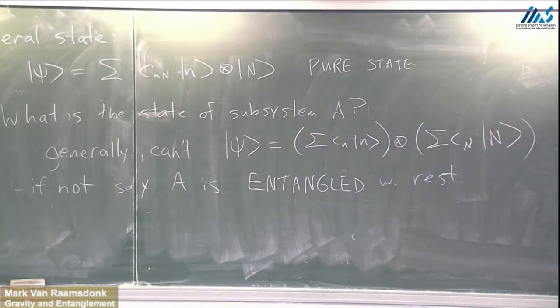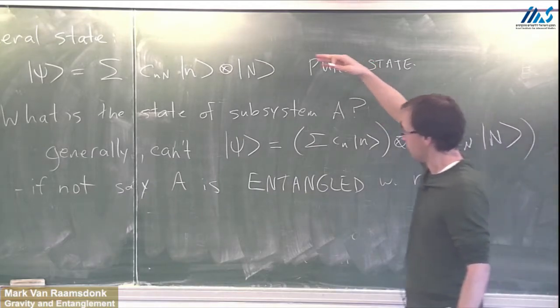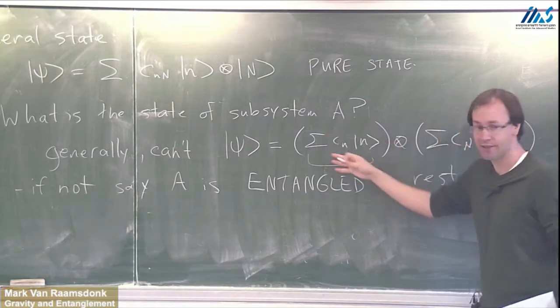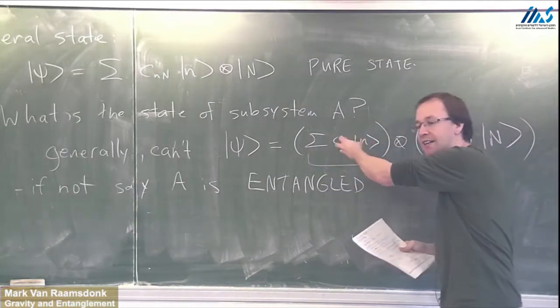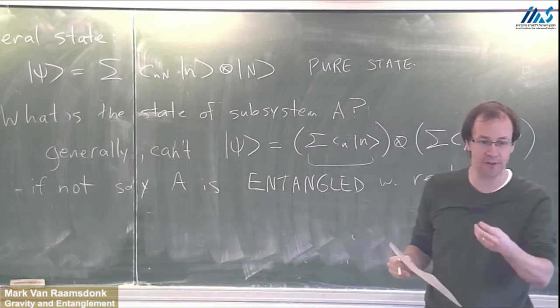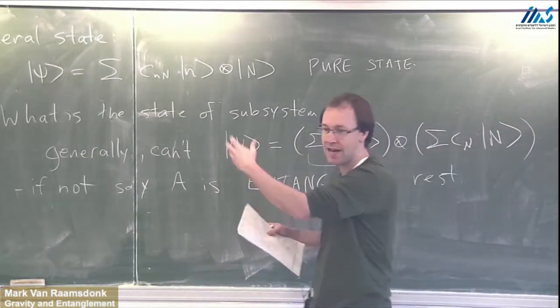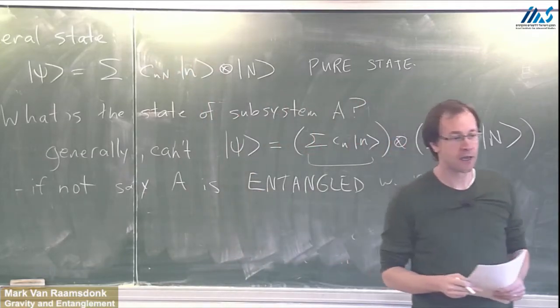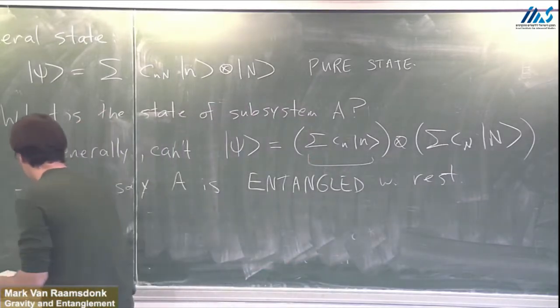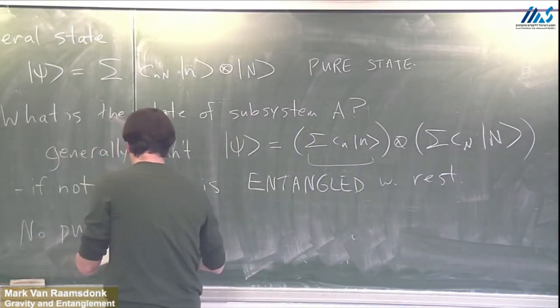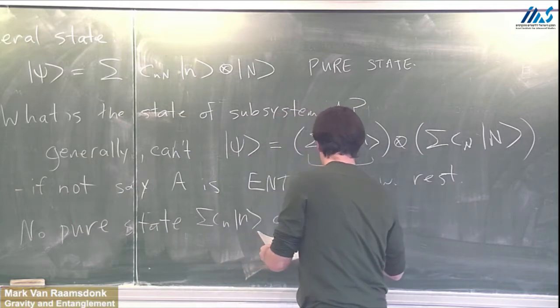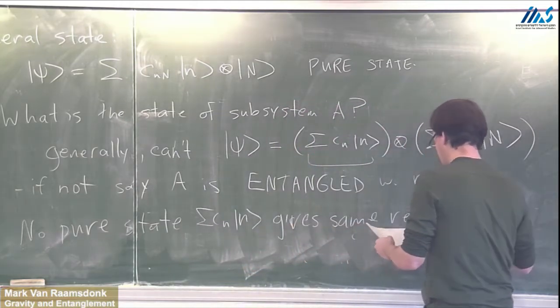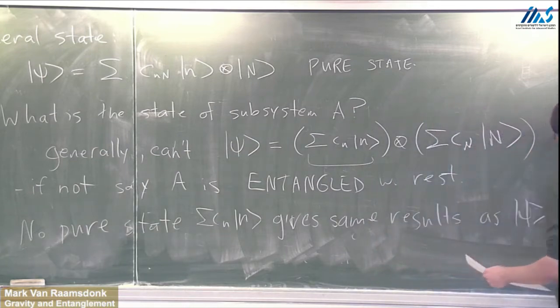Another way to say this is that if I consider all possible states of this form, we might just demand, maybe this is too strong, maybe we could still find a state of this form such that any measurements performed on that state would give the same answer as measuring the subsystem in this state. But that's also not possible. So no pure state gives the same results as psi for measurements on A.